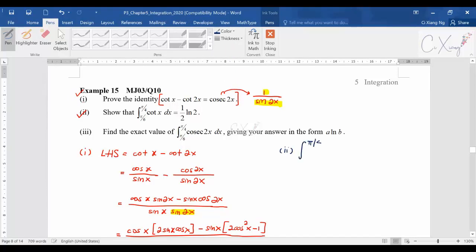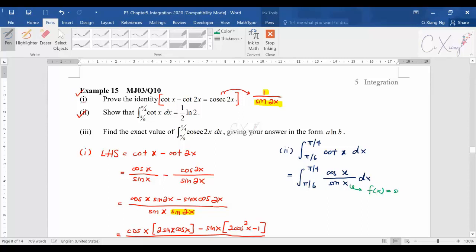Alright, so pi over 4, pi over 6, cotangent x. Okay, so I think I told you before in the previous example. So cotangent x, you can actually change it to become a fraction, right? Which is cos x over sine x. Okay, so when you look at the cos x over sine x, you can suspect that it is actually the f prime x over f x pattern. Then you can double check by yourself.